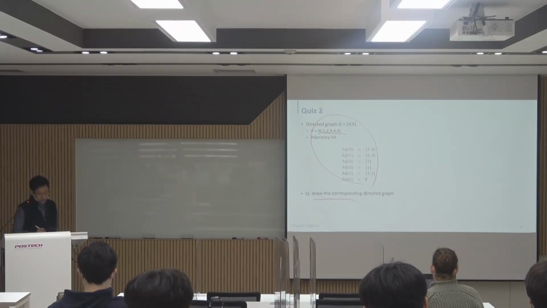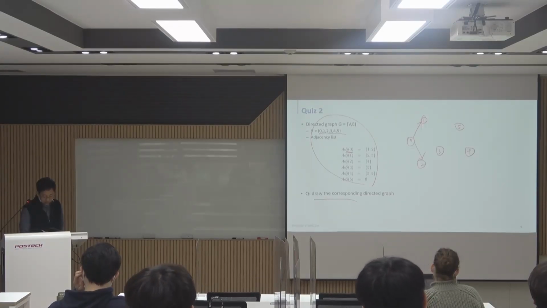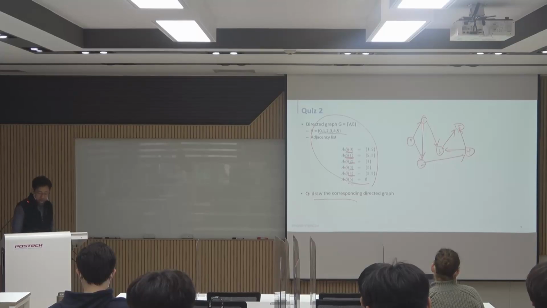So we have 6 vertices: 0, 1, 2, 3, 4, 5. And for this guy, we have, and this is directed. For 2, we have 4. For 3, we have 5. For 4, here 3 and 5. And for 5, we have nothing. So that's the graph.